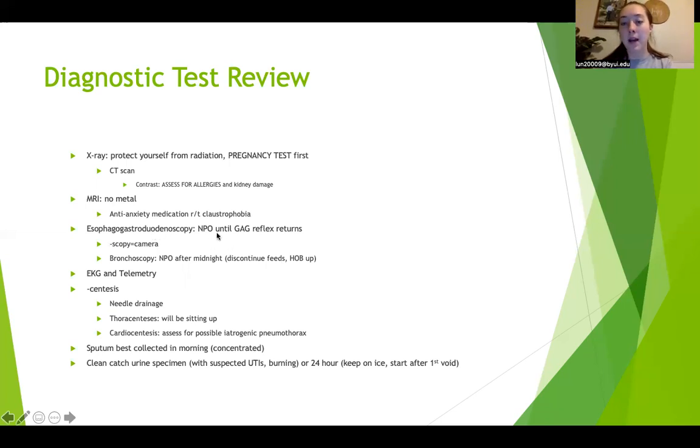Esophagogastroduodenoscopy. They've got to remain NPO until their gag reflex returns because they're numbing the gag reflex so they can stick the scope down. Bronchoscopy, again, they're going to be NPO after midnight, so no feeds, head of the bed up, stuff like that. EKG, telemetry, we talked a lot about that in previous videos.